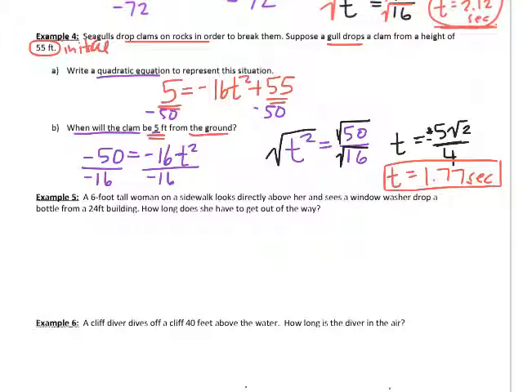We had 1.77 seconds when an egg fell 50 feet, and this time a clam fell 50 feet, and a clam and an egg have a similar weight to them, so you can assume that they would probably take about the same amount of time to fall those 50 feet.